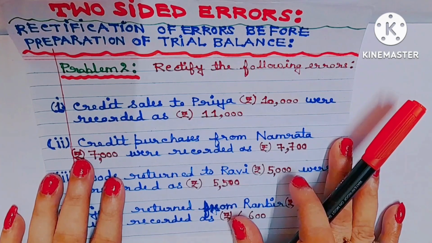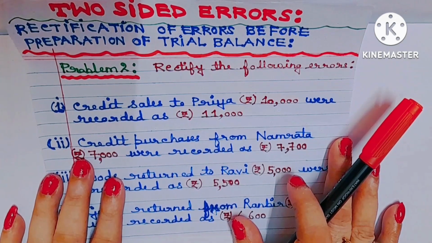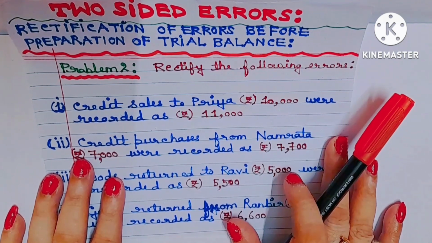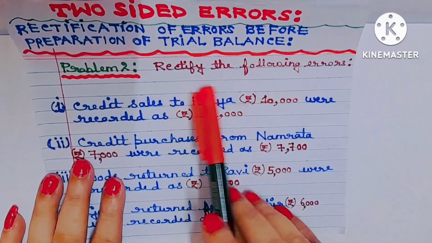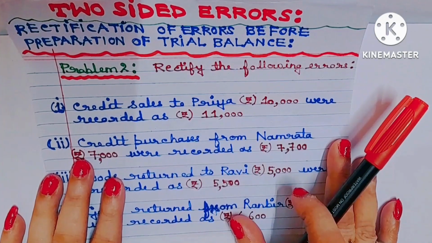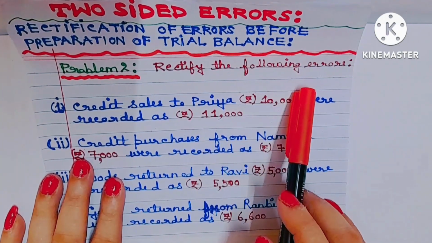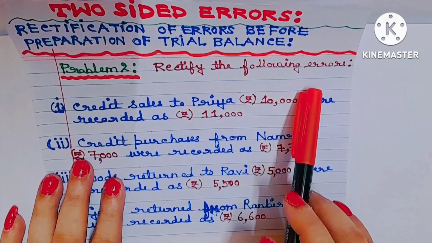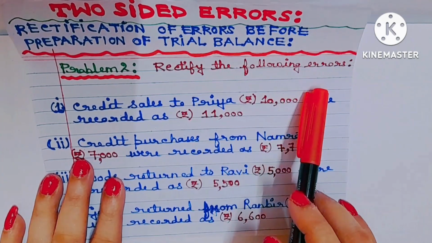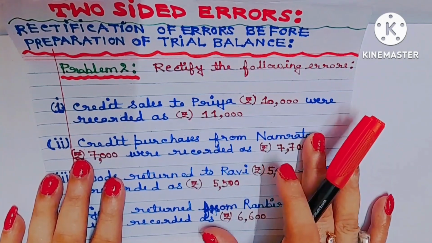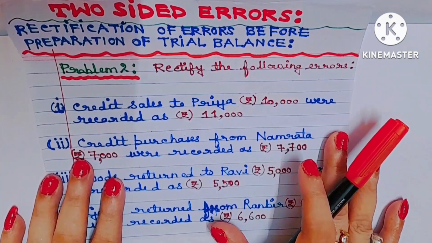Please remember, when the errors are located and rectified before preparing the trial balance and before opening of suspense account, we cannot take the help of suspense account. Why? Because the problem is silent about the suspense account. So this is the first stage where the errors are located and rectified before preparing the trial balance and before opening of suspense account. So we have to rectify the entries without taking the help of suspense account.